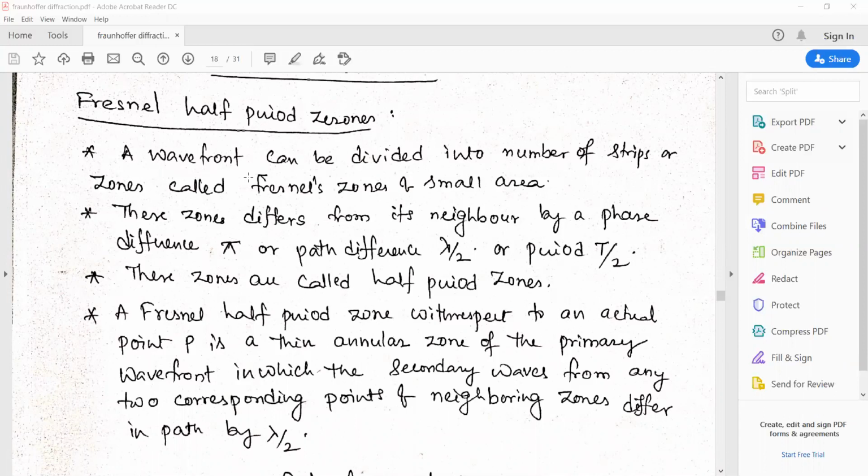So how many kinds of wavefronts are there? There are a total of 3 kinds of wavefronts. If there is a point source, what kind of wavefront will you get? You will always get a spherical wavefront. If the point source is placed at infinite distance, what kind of wavefront will you get? You will get a planar wavefront.